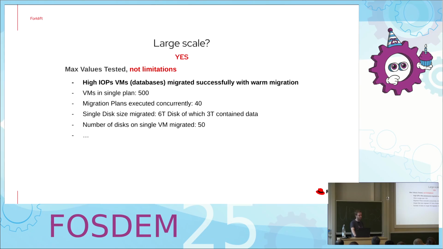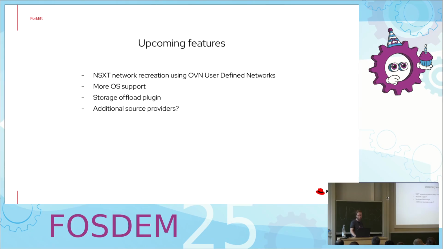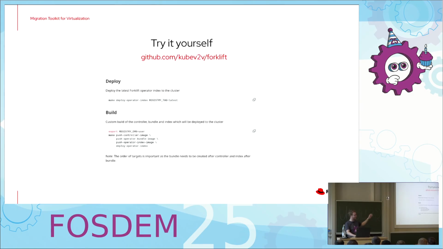So yes, it works quite well, and we are working on the mapping of the networks and trying to add additional operating systems. The storage offloading, so that we would do the copying not over the network but within the storage arrays, or some improvement to the speed of transfers, and maybe additional source providers. We've been asked also to add something like AWS and other hyperscalers, but right now we are not working on them.